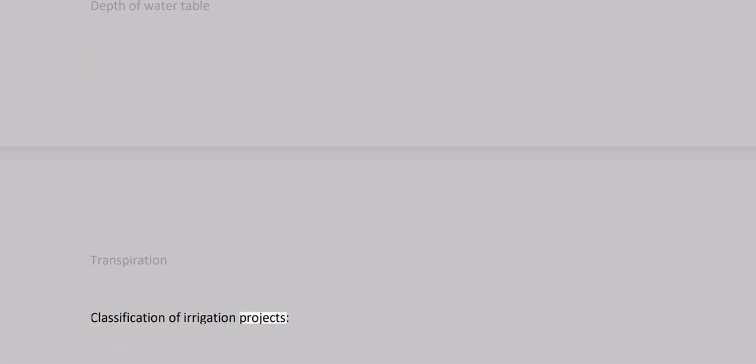Transpiration. Classification of irrigation projects: project, CCA. Major: greater than 10,000 hectares, cost greater than 50 crores. Medium: 2,000 to 10,000 hectares, 5 crores to 25 crores. Minor: less than 2,000 hectares, less than 25 lakhs.